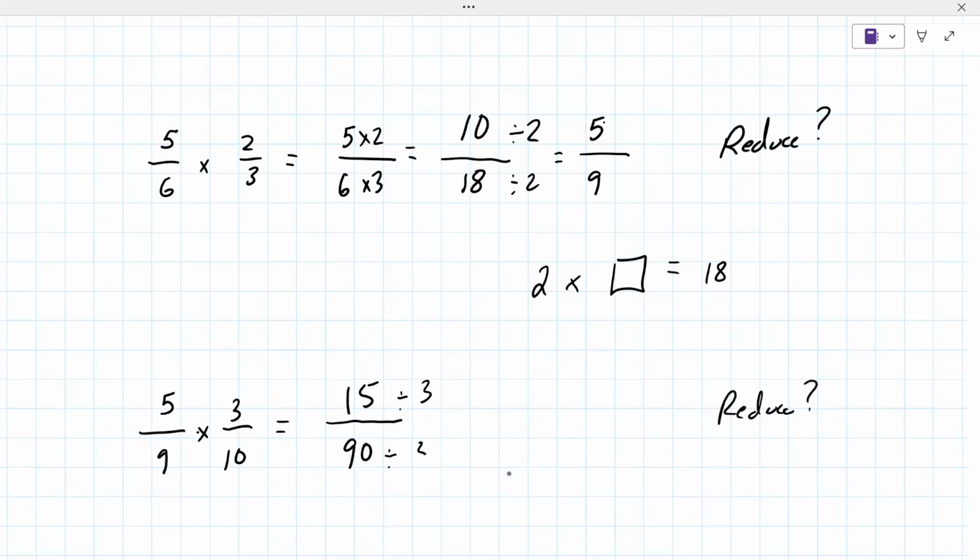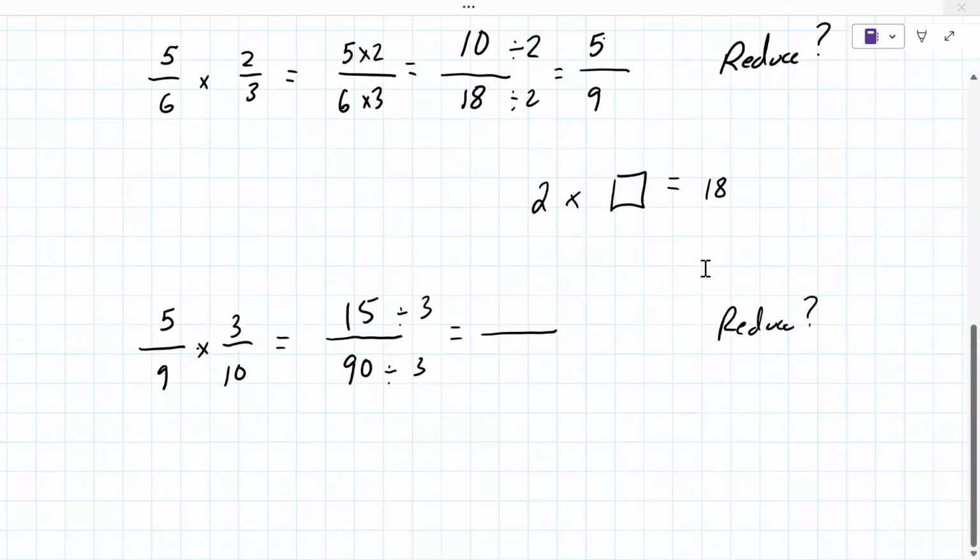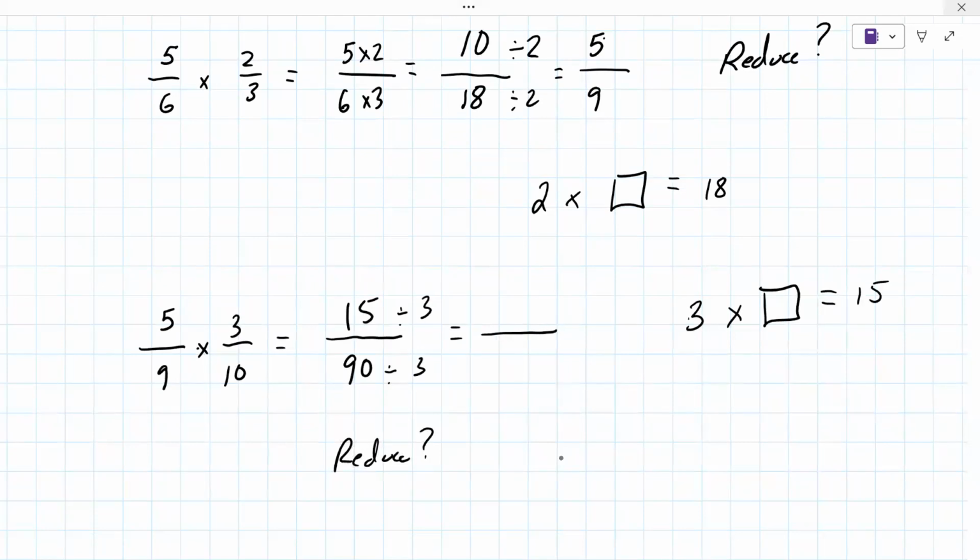I'm going to start with 3. Can you divide each of these by 3? Let me see. 15 divided by 3, it's 7? So think of it this way: 3 times what number is 15? I heard 7, but 3 times 7 is 21. Okay, it's 5. It is 5.